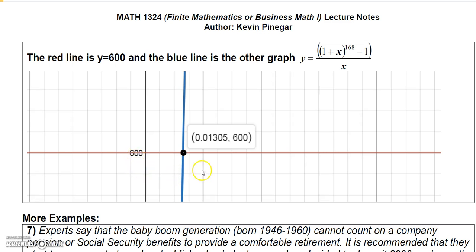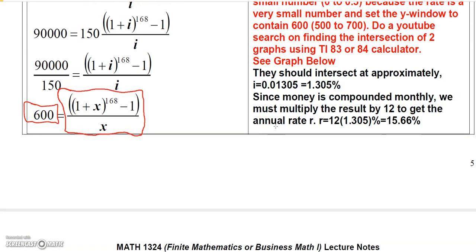And also, so that you can see this rate better, I let the x window be a very small window. I'm only going from 0 to 0.3, because that rate is a very small number. But anyway, if you graph y equals 600 and you also graph this function, you'll see that the two functions intersect right here where x is 0.01305.